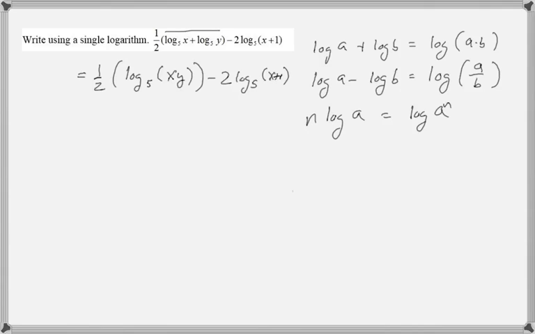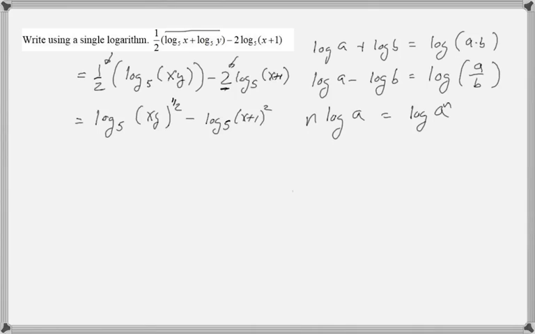The next thing I want to do is deal with the coefficients on my logarithms. Those are these guys. Anytime you have a coefficient on a log, it becomes an exponent on the argument. So the first part of this expression, log base 5 of xy, gets an exponent of 1/2, and then minus log base 5 of x plus 1, coefficient of 2 in front, becomes an exponent on the argument.